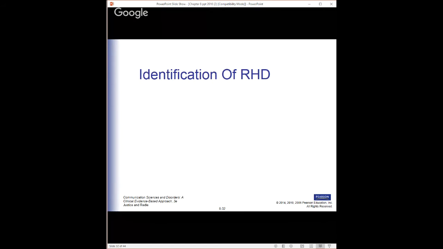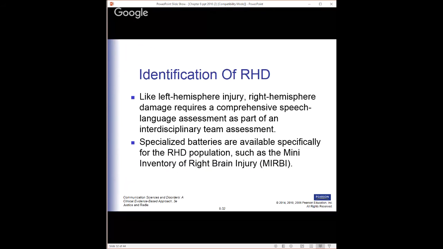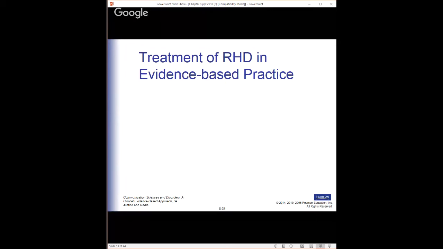And let's look a little bit at the identification of right hemisphere damage. Like left hemisphere injury, right hemisphere damage requires a comprehensive speech language assessment as part of an interdisciplinary team assessment. There are some specialized batteries available for the RHD population, such as the Mini Inventory of Right Brain Injury, and that's pretty widely used.